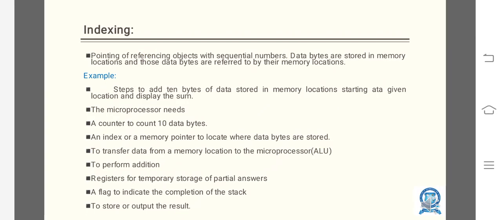The microprocessor needs a counter to count 10 data bytes and an index or memory pointer to locate where the data bytes are stored, to transfer data from the memory location to the microprocessor to perform addition. Registers are needed for temporary storage of partial answers, a flag to indicate the completion of the task, and a stack to store or output the result.